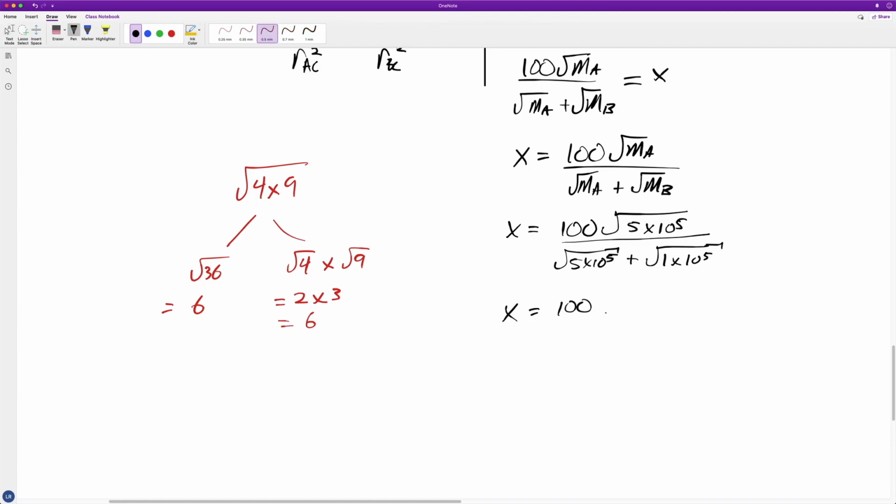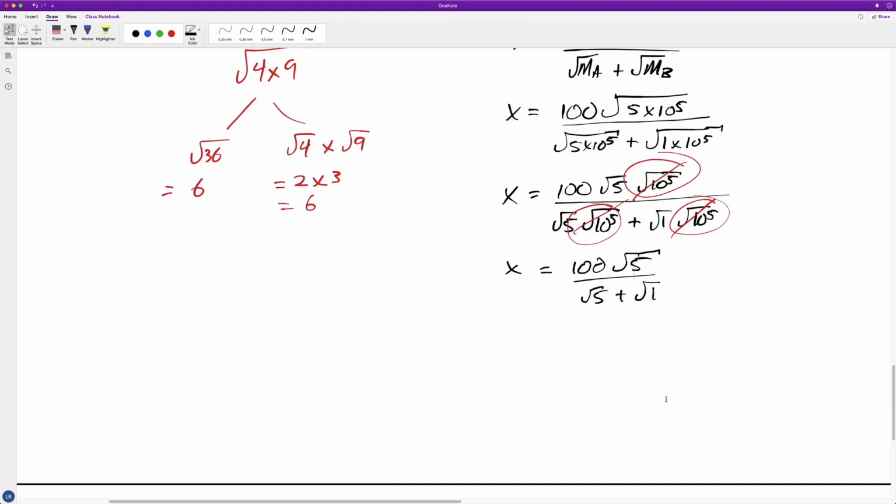So that's 100 root 5, root 10 to the 5, over root 5, root 10 to the 5, plus root 1, root 10 to the 5. If you take a look, every term has a root 10 to the 5 in it. Since every term in the numerator and the denominator has that, we can cancel those out. So we're left with something a little easier to calculate. It just makes for an easier calculation. Again, optional.